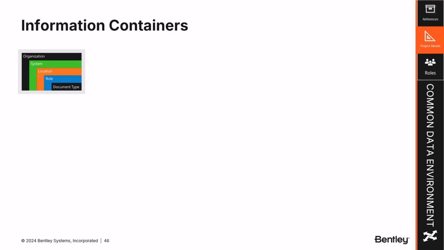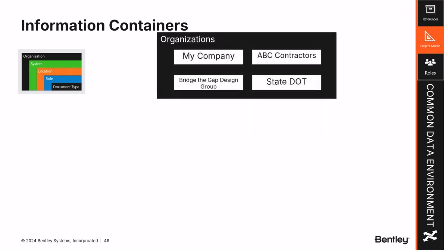Now, on the other hand, the organizations, the systems and locations for an infrastructure project specifically, we need to identify those for the project themselves. So for this project, we have different stakeholders. We have my company, which is the principal prime on this project, which would be known as the appointed party. And then we have the bridge and design group, which was a sub to my company. We have ABC contractors, which is also a sub, or at least a sub to the state. And then the state DOT, which is the appointing party, which is the client.